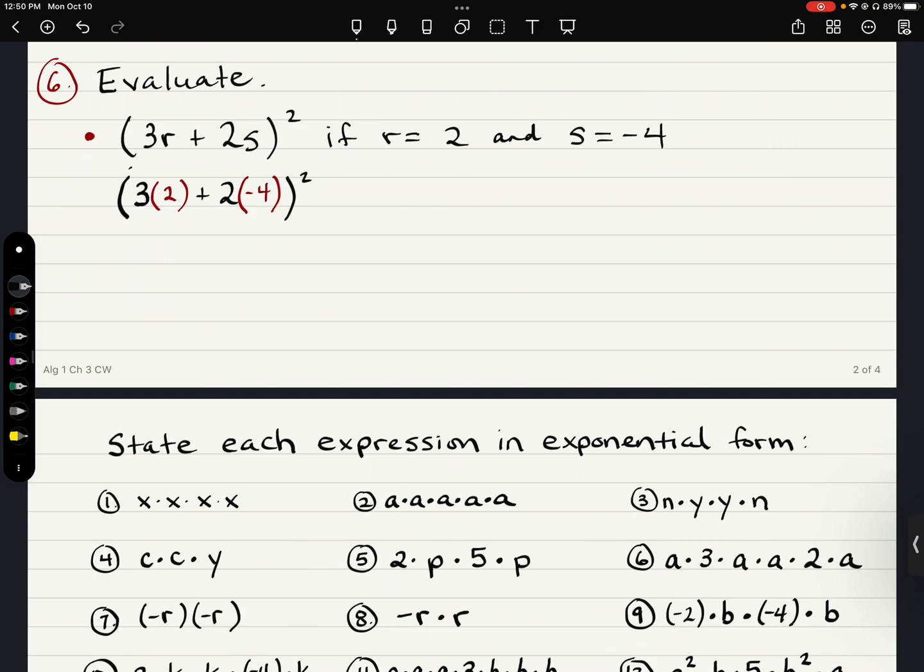So now we just need to simplify down using order of operations. Looks like we have some multiplication inside our grouping symbols. So 3 times 2 is 6. 2 times negative 4 is negative 8. And then that's still squared. 6 plus negative 8 should be a negative 2. So we have negative 2 squared, which means negative 2 times negative 2, which is going to give us 4.